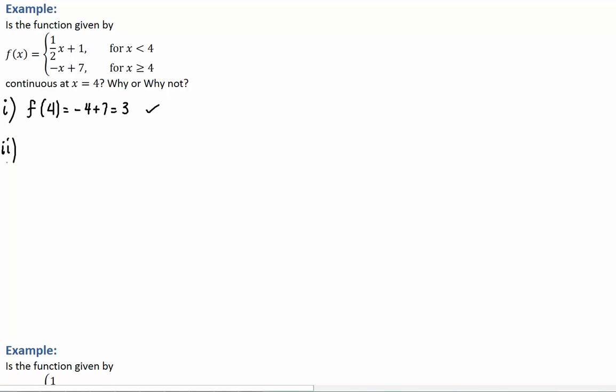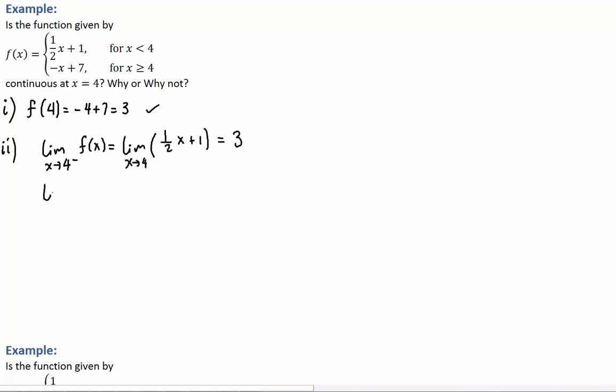Condition 2. Does the limit exist? Well, to find out if the limit exists, I have to find out the limit from the left and from the right, because this is a pointwise defined function. So on either side of x equals 4, I have different expressions. So from the left, I'd be grabbing the x's that are smaller than 4. So I grab that expression. So that would be the limit as x goes to 4, and my expression becomes a half of x plus 1, and I evaluate it. That gives me 2 plus 1, 3.